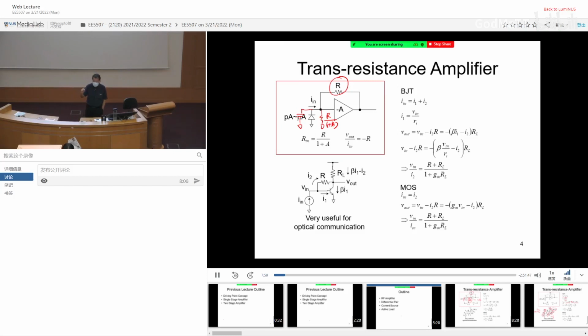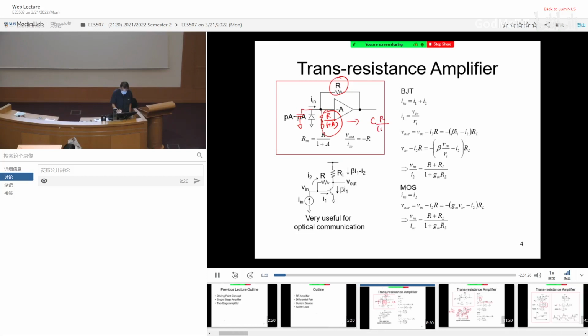And that makes the trans-resistance amplifier interesting because, due to the feedback resistor, when you reflect it to the input, it gives you a very small equivalent resistance, reduced by 1 plus A times. So what is the equivalent pole? The equivalent pole becomes C multiplied by 1 plus A. So you almost extend the bandwidth by 1 plus A times. That is the beauty of the trans-resistance amplifier and why it is so popular for optical communication.